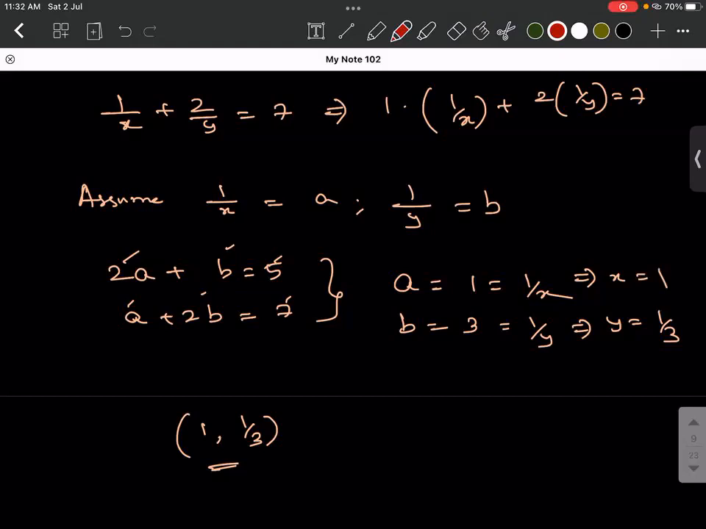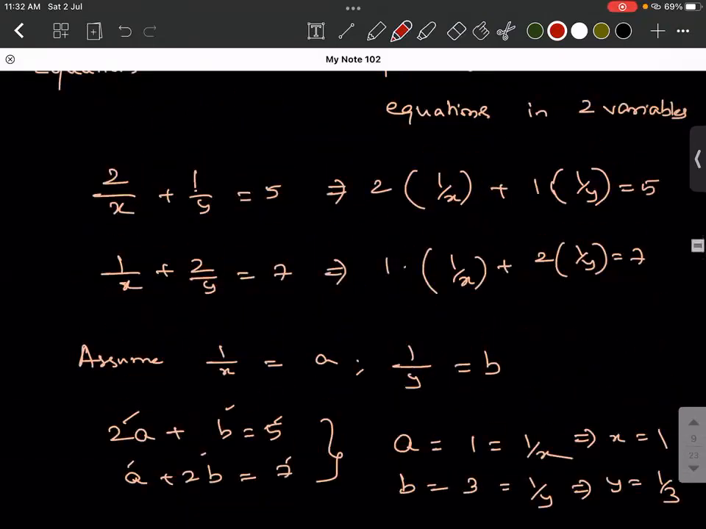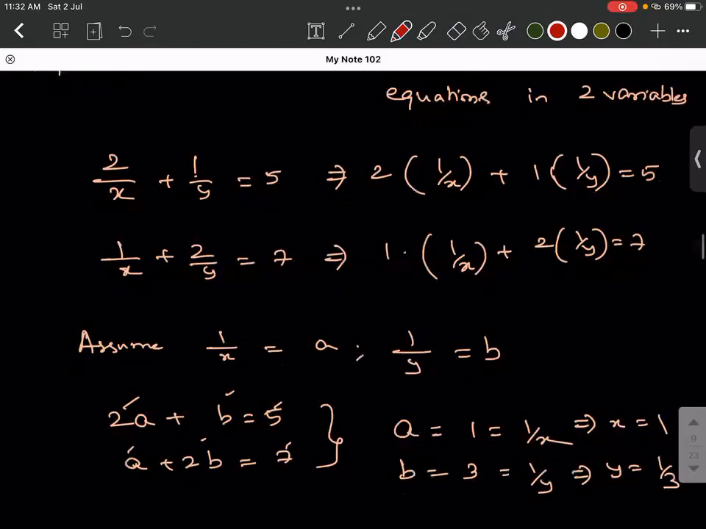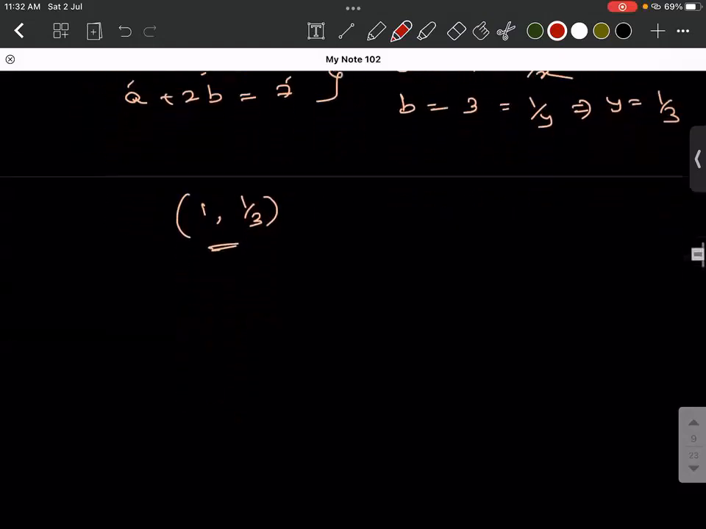After solving, you should always find the values of the variables given in the question. If you see the variables given in the question, they are x and y. So they are expecting you to find the value of x and y, not a and b. a and b is what we assume. So once you find a and b, you should write a is equal to 1 by x and find the value of x. Similarly, b is equal to 1 by y, find the value of y. Can you guys try another problem?